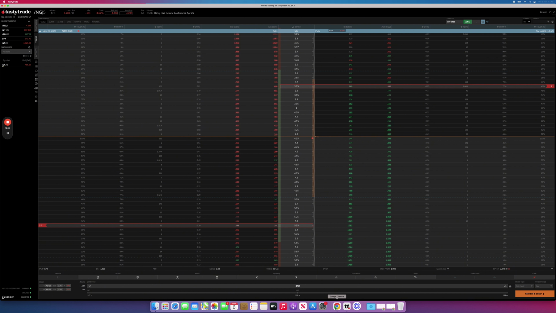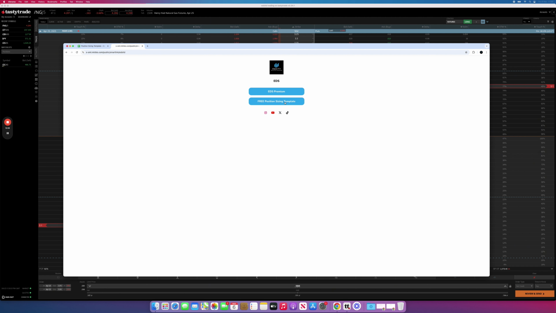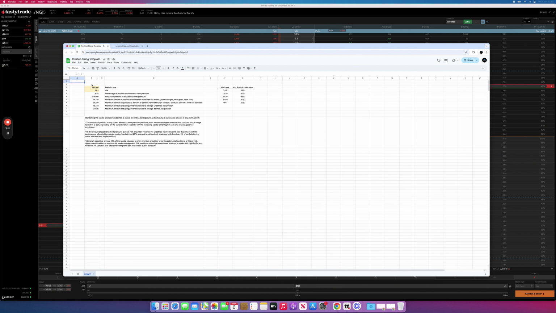So in order to figure out how much buying power you should be allocating to your positions, we've created a free position sizing template. The link is in the description. Just click on this button and it's going to take you over to the spreadsheet. And the way it works is very simple. You just enter in the size of your portfolio at the top. So say if you have $25,000, you enter that, and then below you enter in whatever the VIX level is.